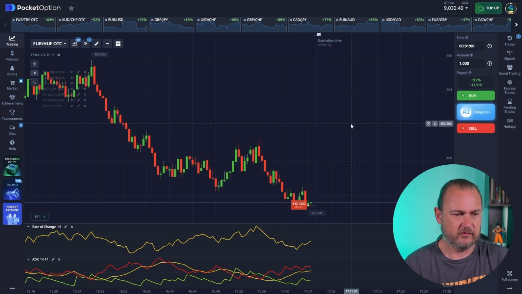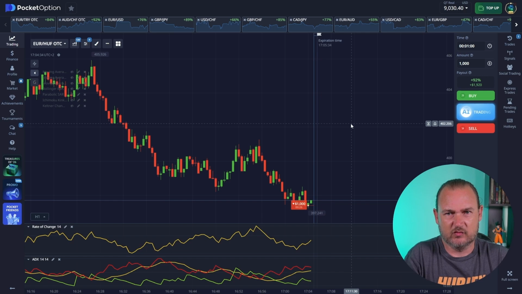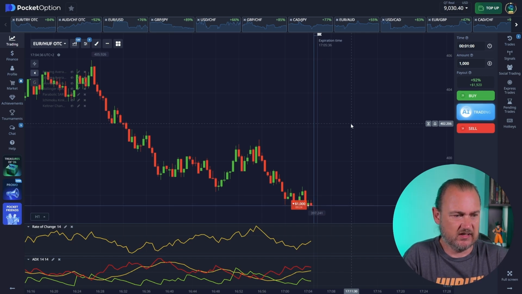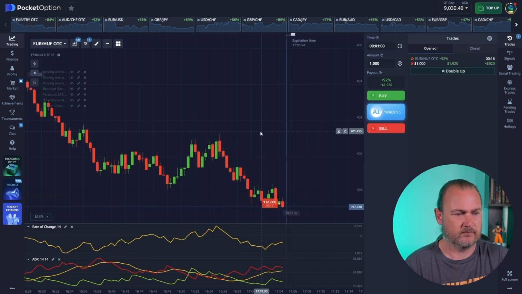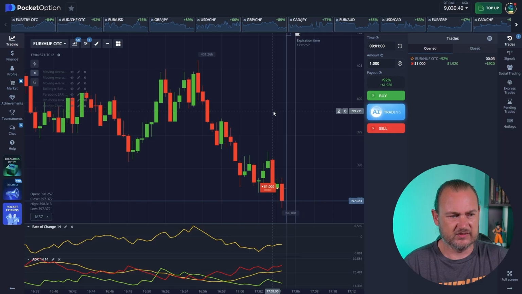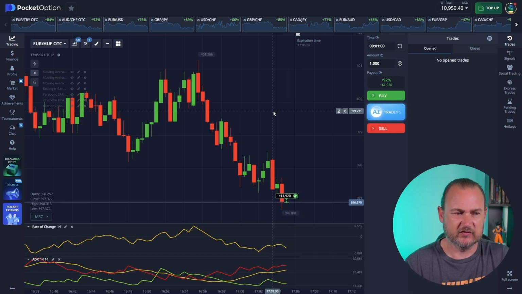And we are halfway through the trade. Let's see if it's going to give us our red candle or if it's going to be stubborn and get a green candle. We are almost done with this. There we go. Beautiful trade.